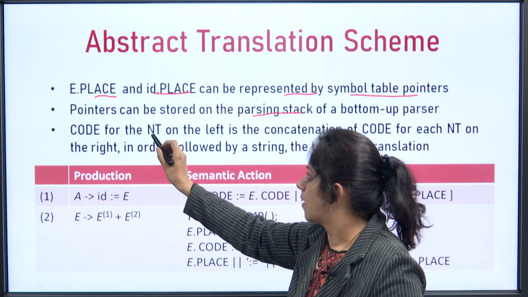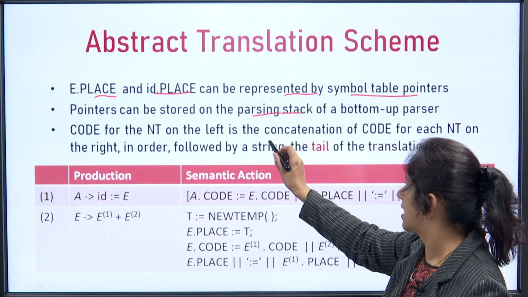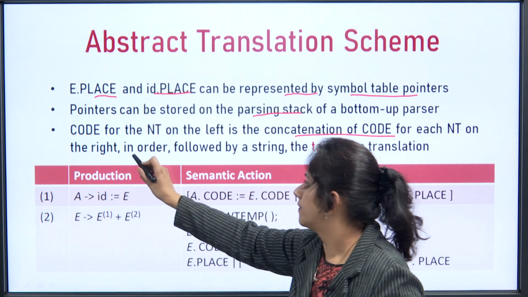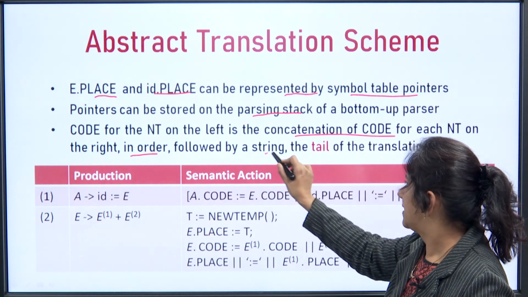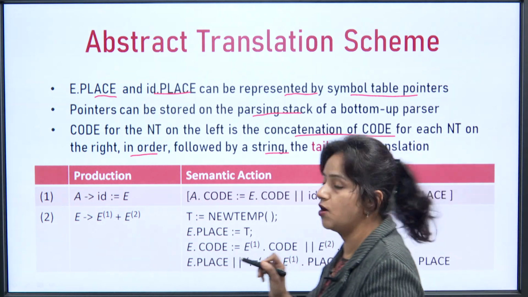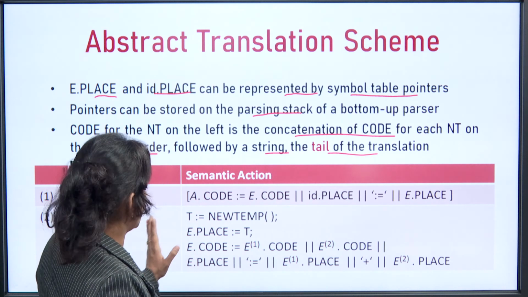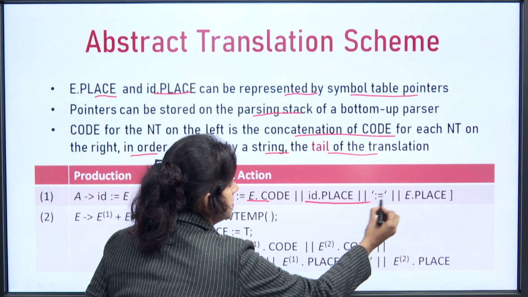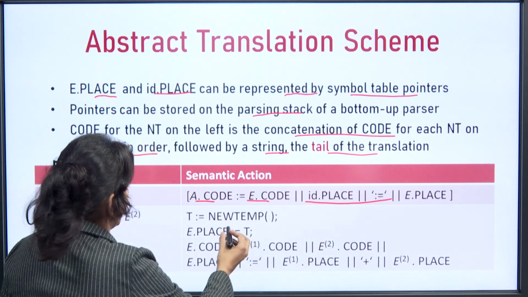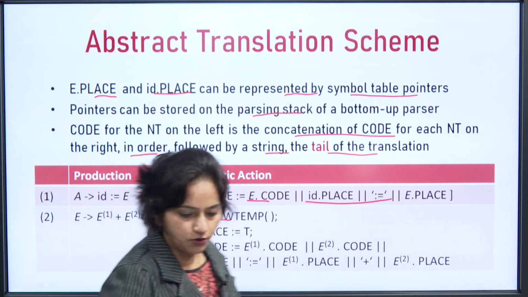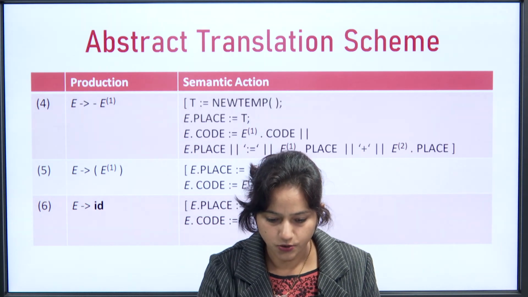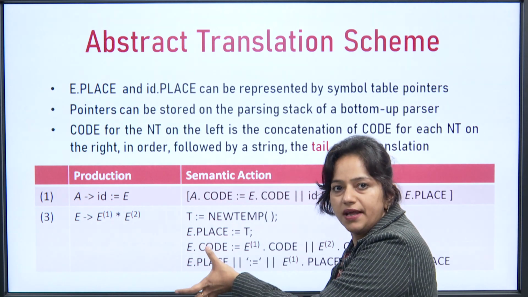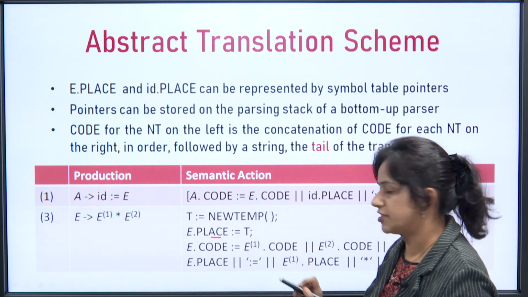Now, the code for the non-terminal on the left is the concatenation of the code for each non-terminal on the right, in order, followed by the string that is the tail of the translation. So here we have the translation, this is the code, and here we have its holder. This new temp is used to create a new temporary variable, and this is its placeholder.